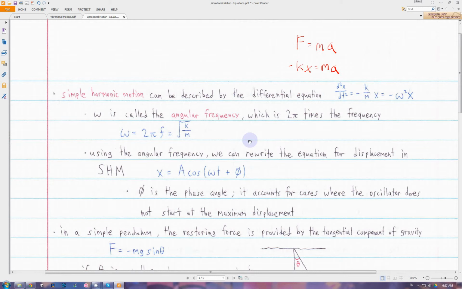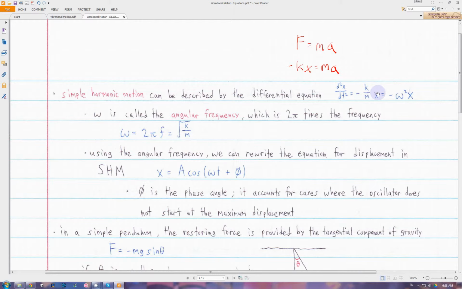Okay, so remember in simple harmonic motion, the restoring force on the object is directly proportional to the object's displacement from equilibrium, and it has the opposite sign. So in Newton's second law, we can replace the F, the force, with negative kx, where k is just a proportionality constant that depends on the system. If we have an oscillating system that involves an object on a spring, then the k will be the spring constant. And so we can solve for the acceleration of the object is going to be negative k over m times x.